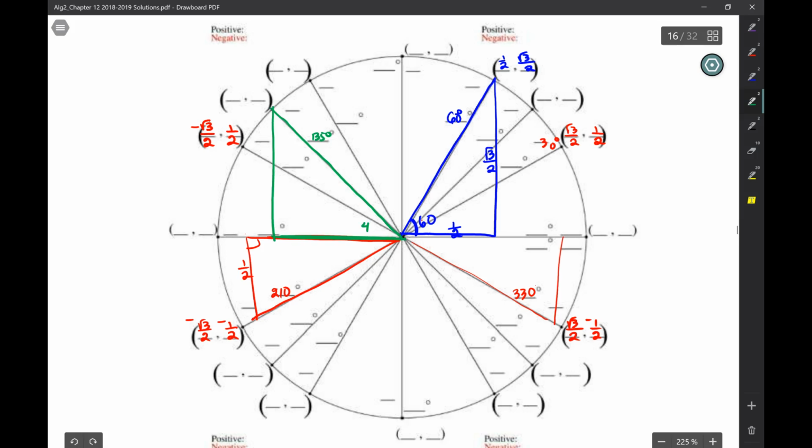Okay, this is 45 degrees here, right? Because it's 135, so that's 45 degrees. What do I know about the length of the vertical and the horizontal? They're the same. And how much is it? Root 2 over 2, root 2 over 2.